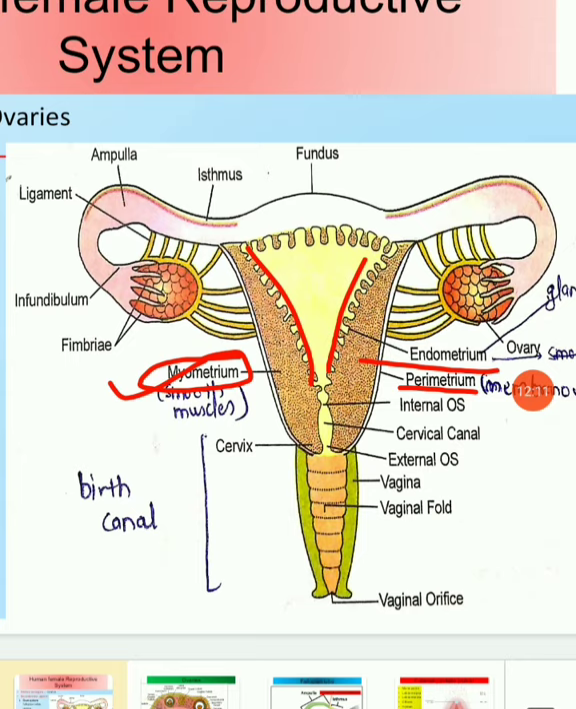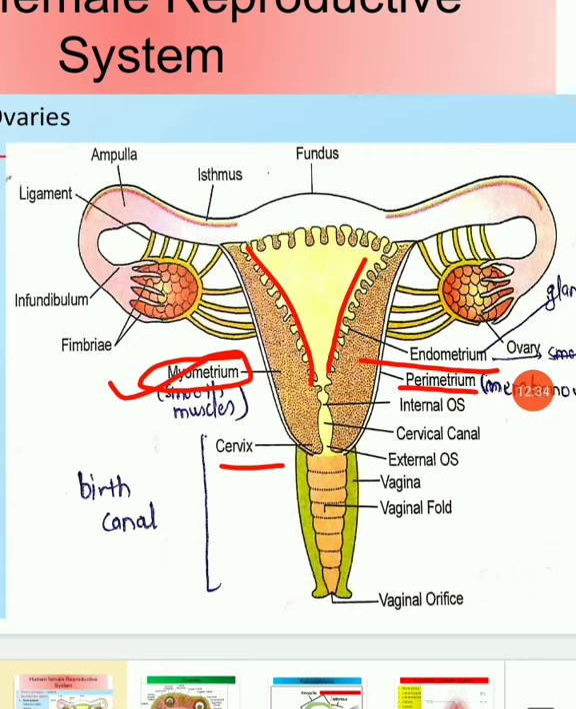Okay, so this is the structure of a uterus. Now from the uterus, it continues with the next structure, that is called the cervix. One more thing is that the contraction of smooth muscles is responsible for the expulsion of the baby during parturition. These terms we will talk about later on.